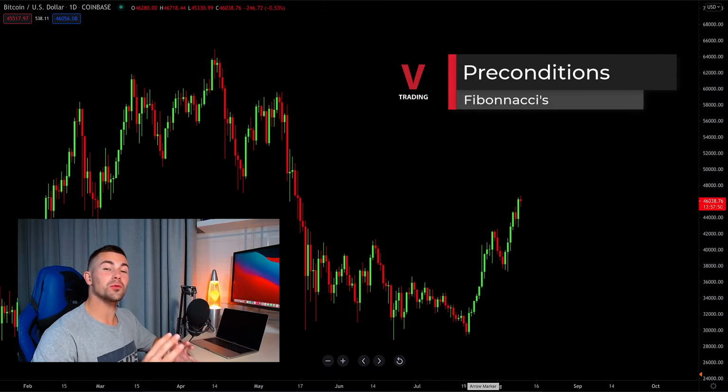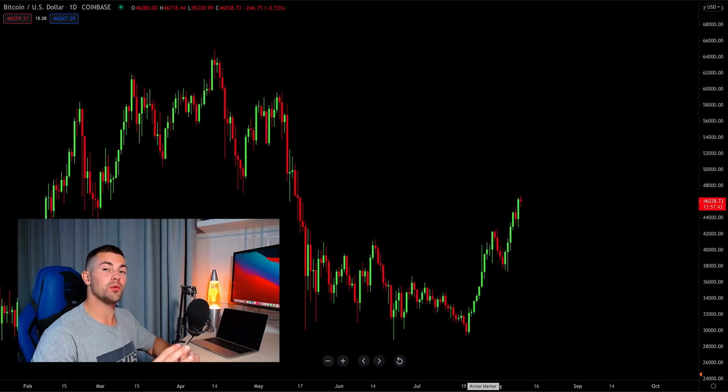Alright traders, let's start with a very important precondition right here. Here we will analyze Bitcoin chart, and on Bitcoin chart we will try to identify the key levels of supply and demand with the Fibs. And why do we need Fibs right here to identify the structure? Why not rely just on historical levels like we usually do?